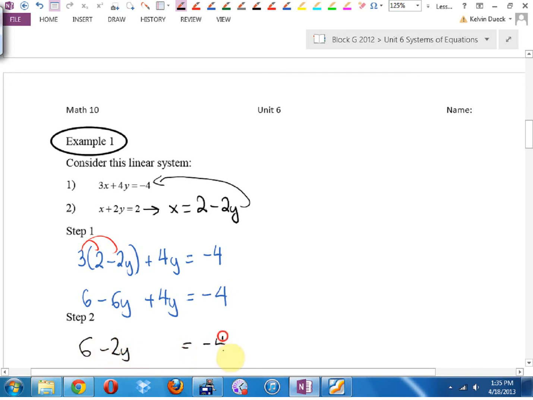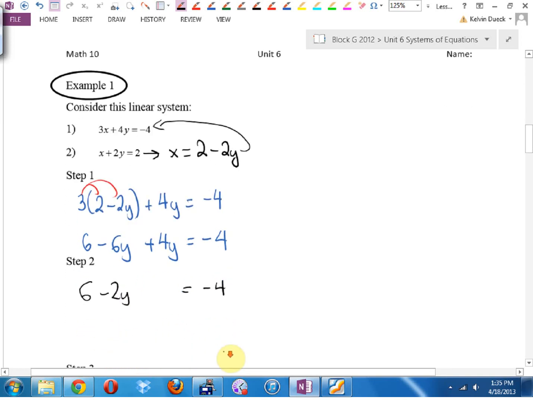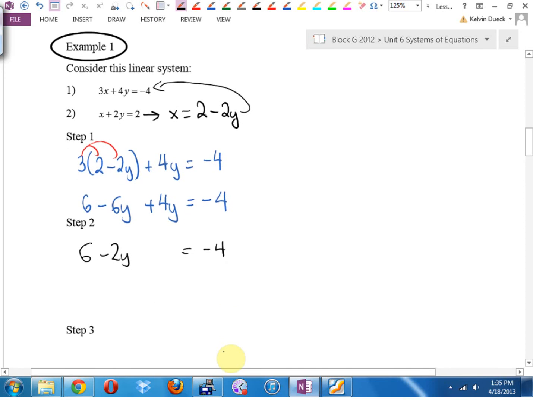Equals -4. By the way, you'll notice I'm keeping my equal signs in line. Ask my block Cs who did this lesson last day. The room to make sloppy mistakes is huge. They were all getting frustrated because, how come I'm not getting the right answer? And it was almost always the last line or the second last line. They'd made a mistake. How can you prevent that?